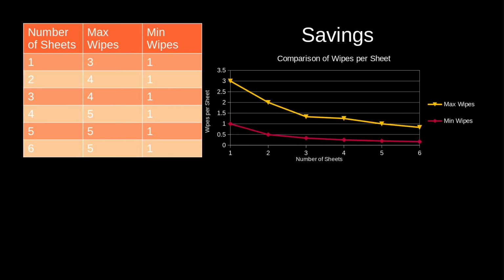As we can see by this chart. So, this chart is just showing the maximum number of wipes and the minimum number of wipes per number of sheets used in your current wiping strategy. And here's the chart visualizing that data. So the yellow line is the maximum number of wipes per that number of sheets, and the red line is the minimum number of wipes per that number of sheets.